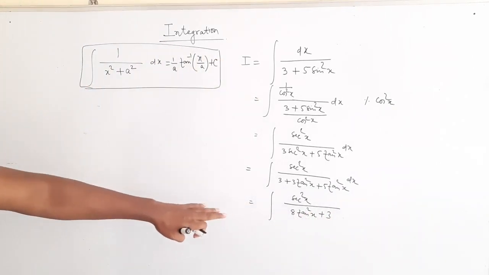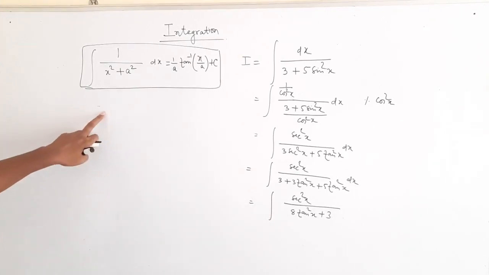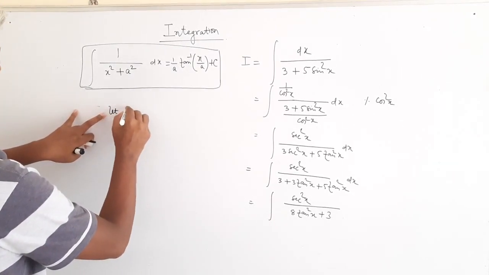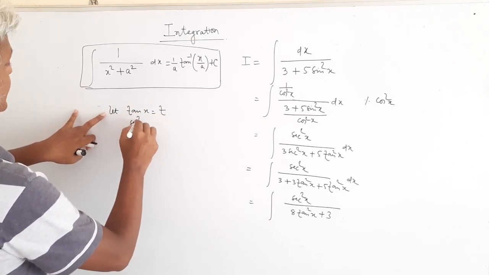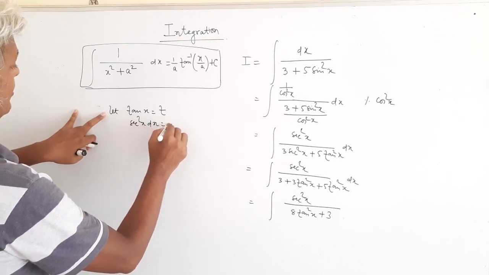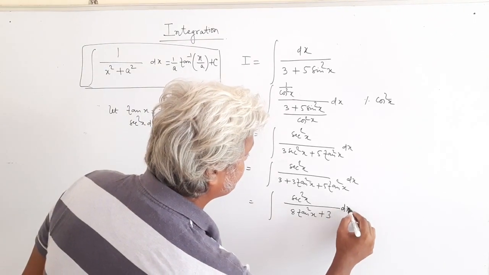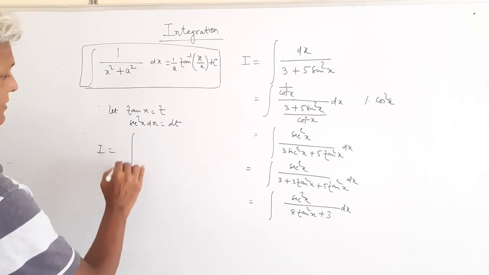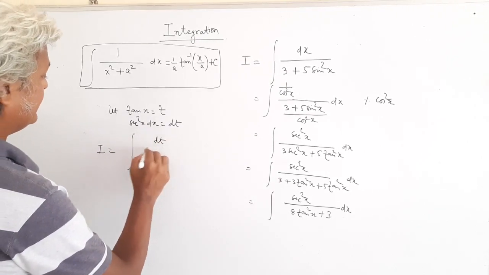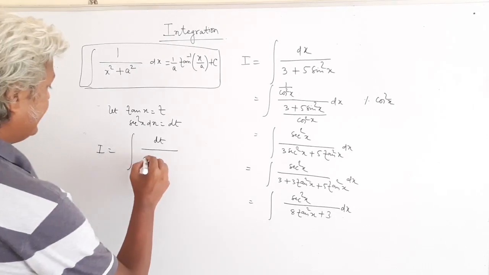Now you see we are reaching a standard form. In this condition, I directly write: let tan x equal to t. So sec square x dx will become dt, and here I forgot to write dx. So our integral I will now become dt over 8 tan square x plus 3, which will become 8t square plus 3.